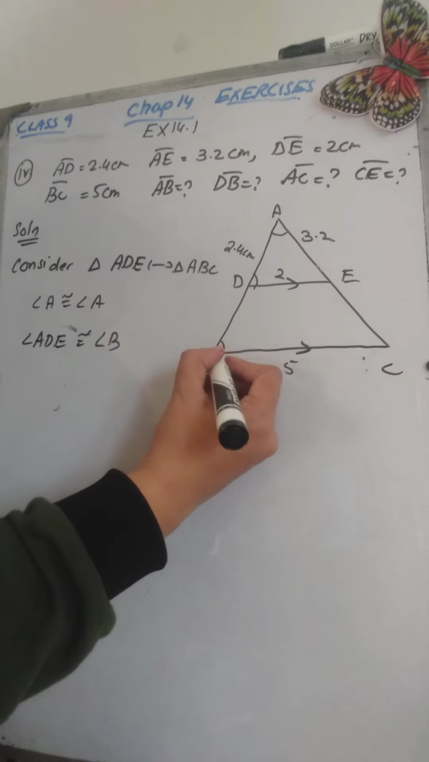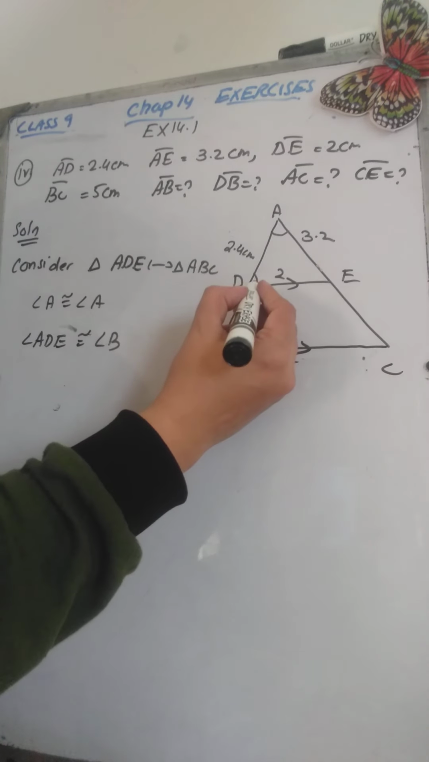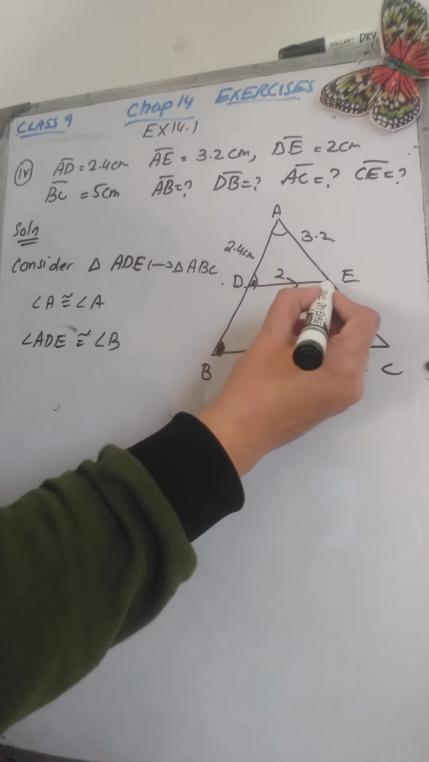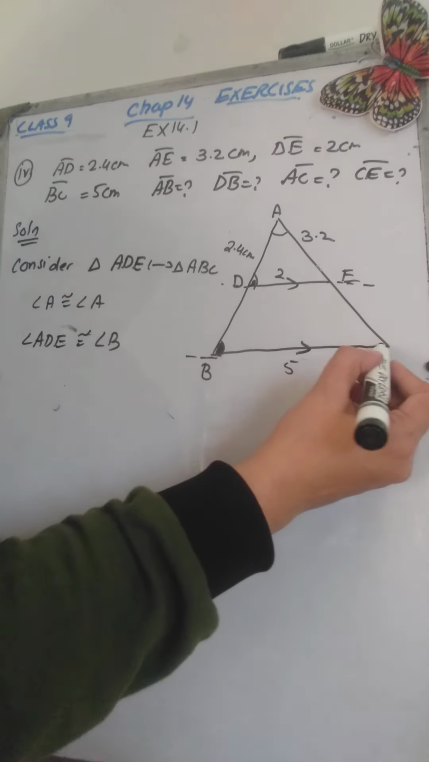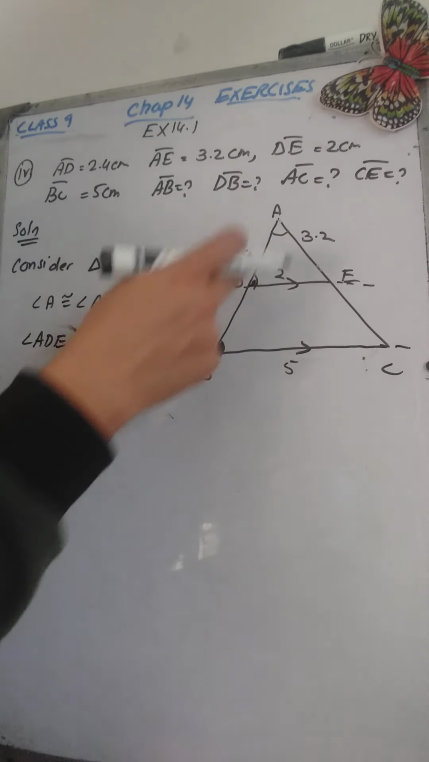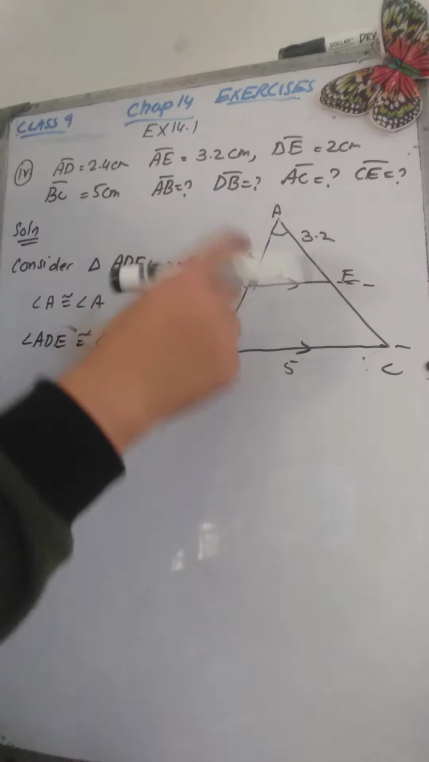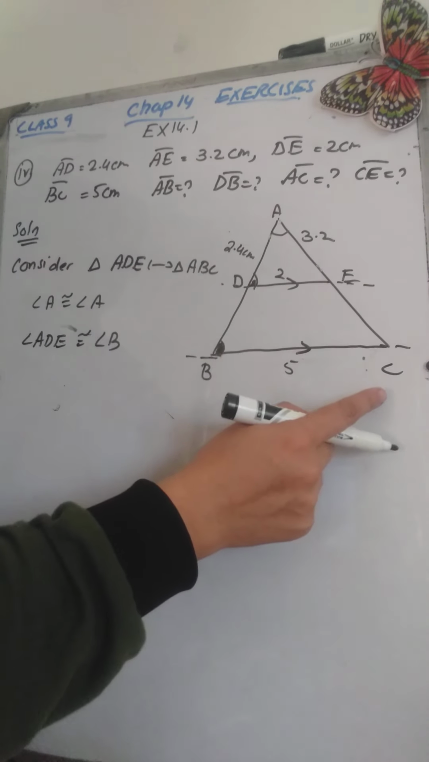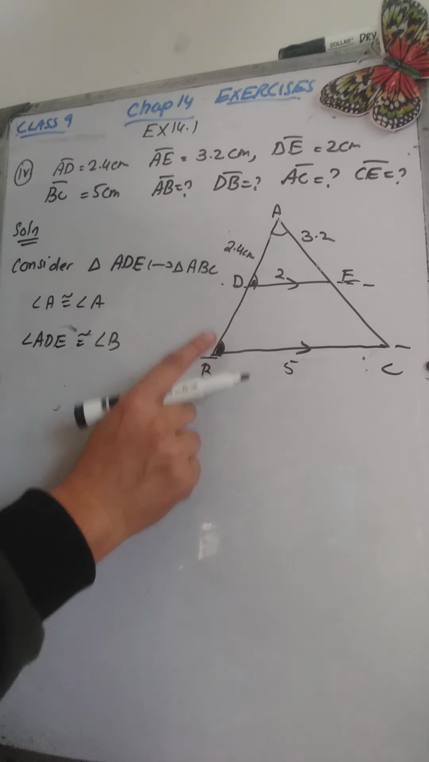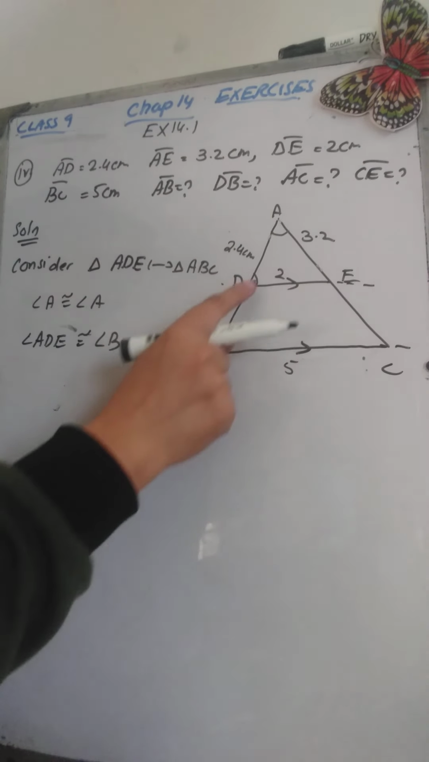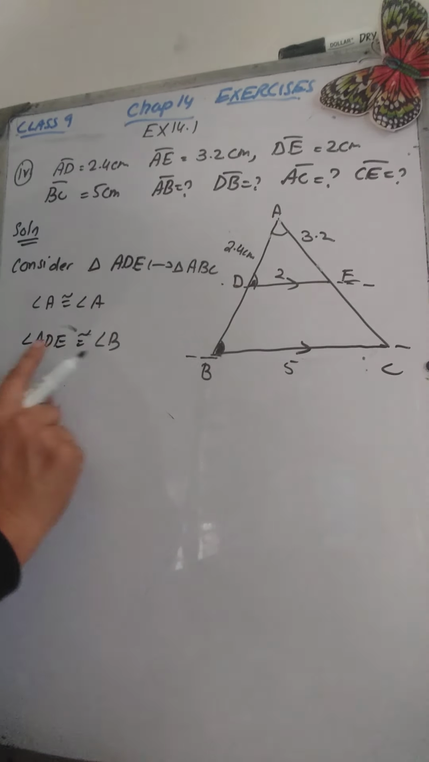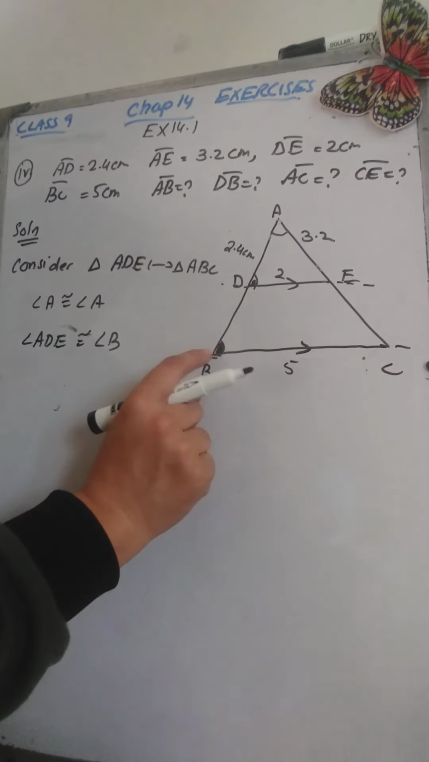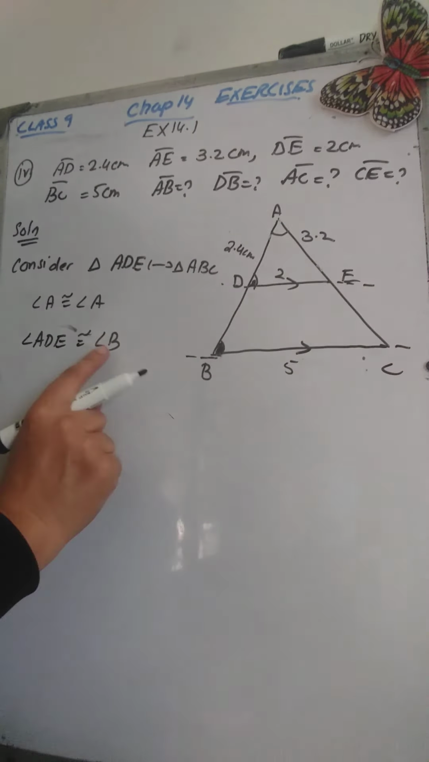These two angles are going to be equal because they are corresponding angles of two parallel lines. AB is the transversal, and DE and BC are the two parallel lines which this transversal is cutting. The corresponding angles so formed are always congruent. So angle ADE will be congruent to angle ABC, or angle B.